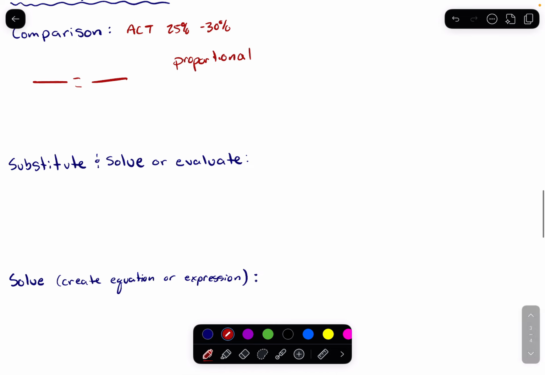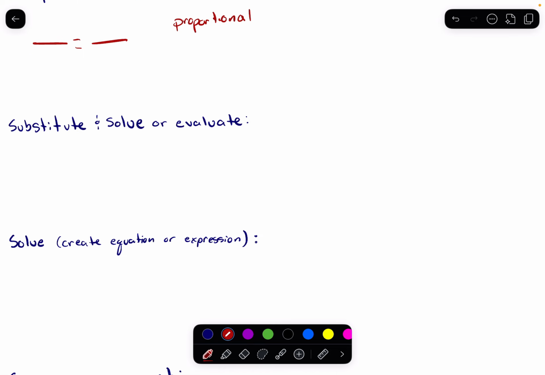Keep that in mind. Okay, substituting, solving, evaluating. So a lot of times you will be reading a story problem and it'll say something like, this equation uses the number of hours, and then it'll say H after number of hours. That's a clue that some number it gives you or wants you to find is going to go in the place of H. And a lot of times it actually gives you that value.